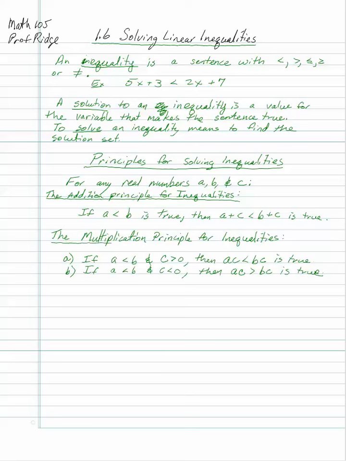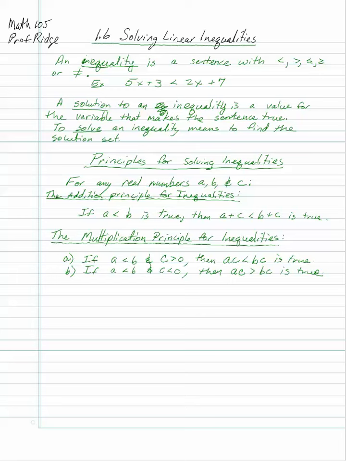Now the multiplication principle for inequalities: if a is less than b and c is greater than 0, you can multiply both sides by that positive number and it'll still be true. So ac is less than bc.